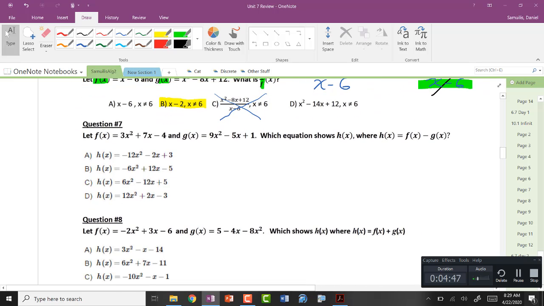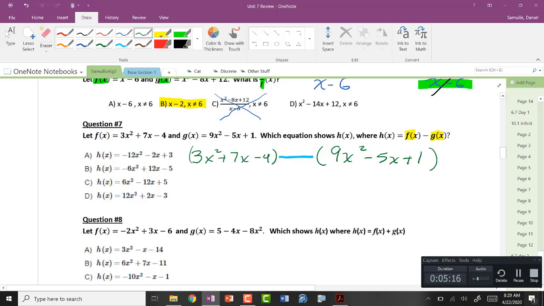Number 7, it's subtraction. F of x minus g of x. Simple enough. So what's the f function? The f function is 3x squared plus 7x minus 4. I'm going to write the subtract sign really big, make it obvious: 9x squared minus 5x plus 1.